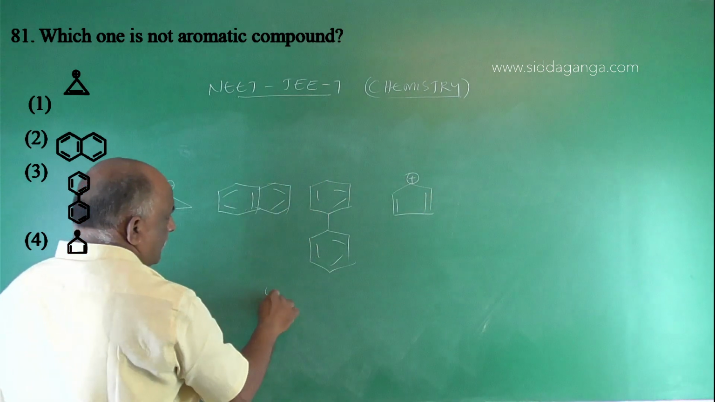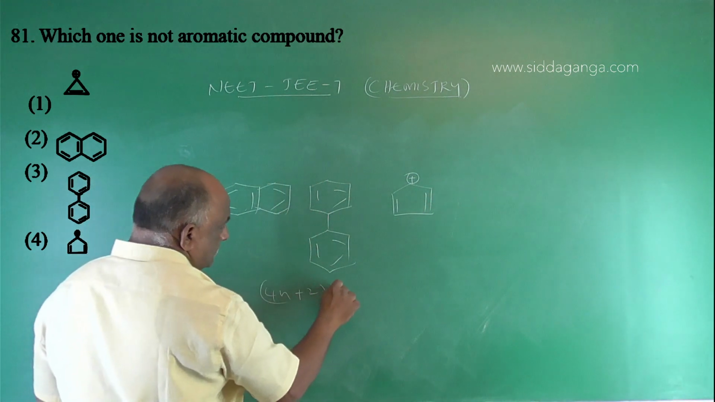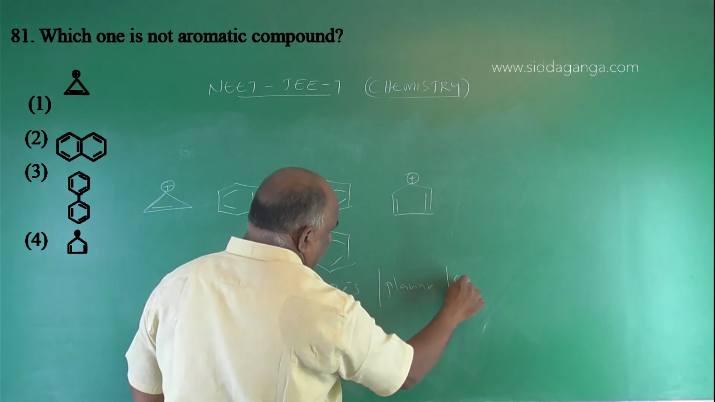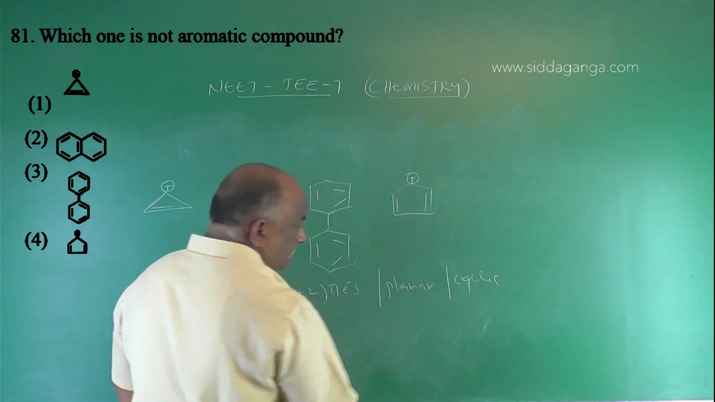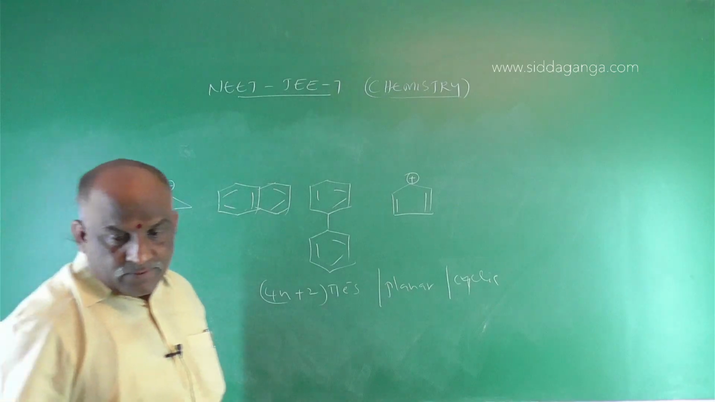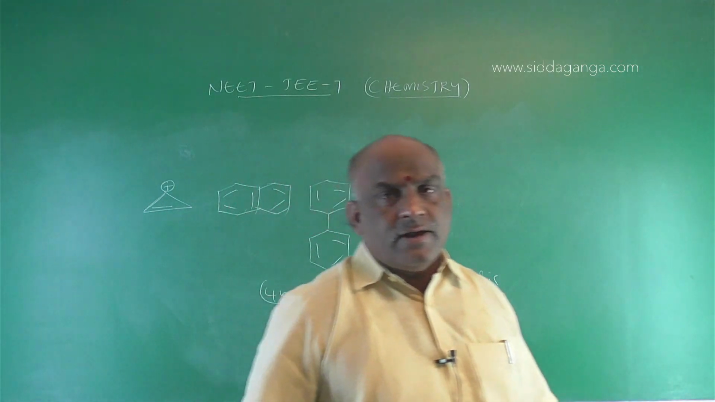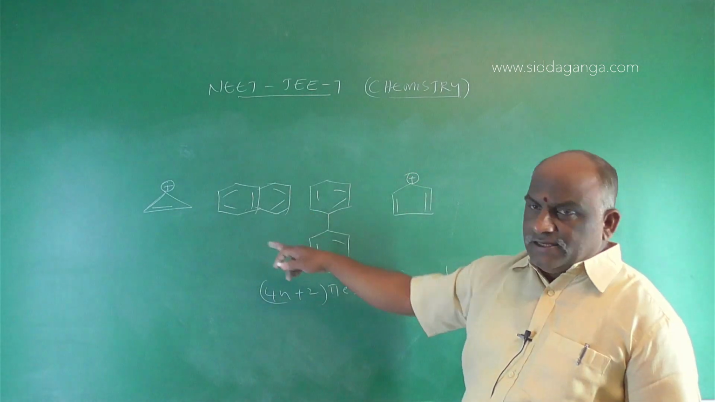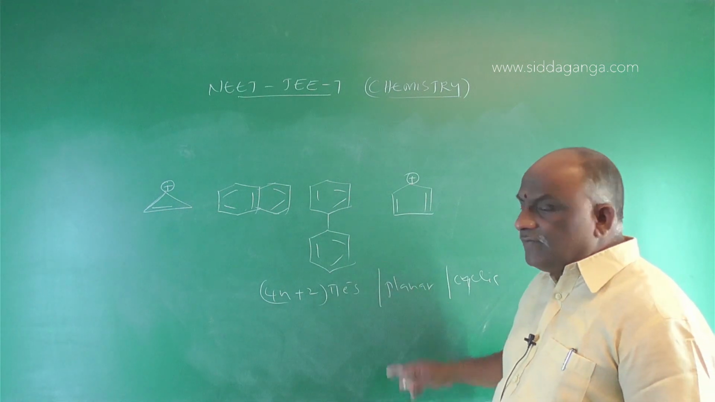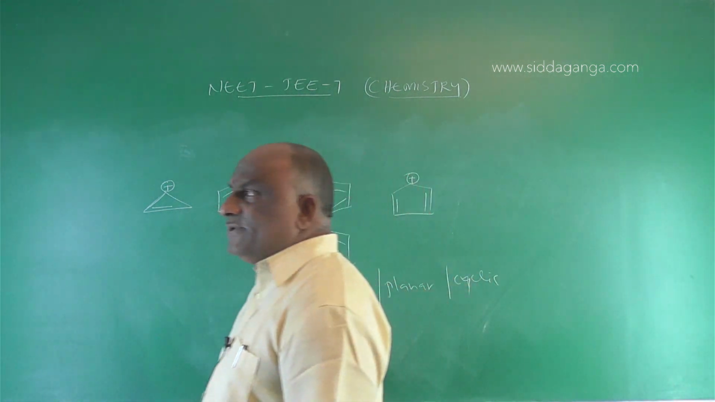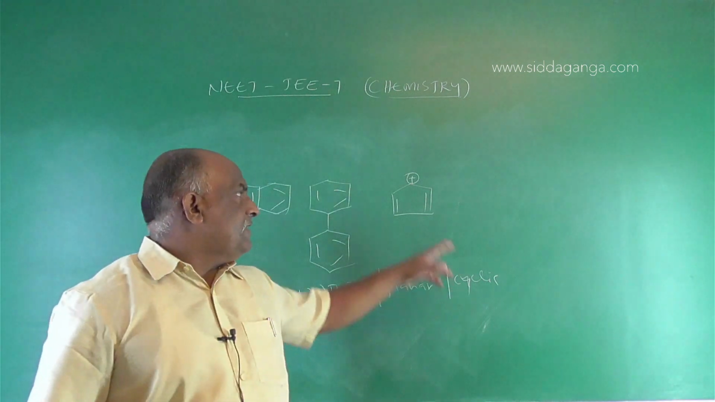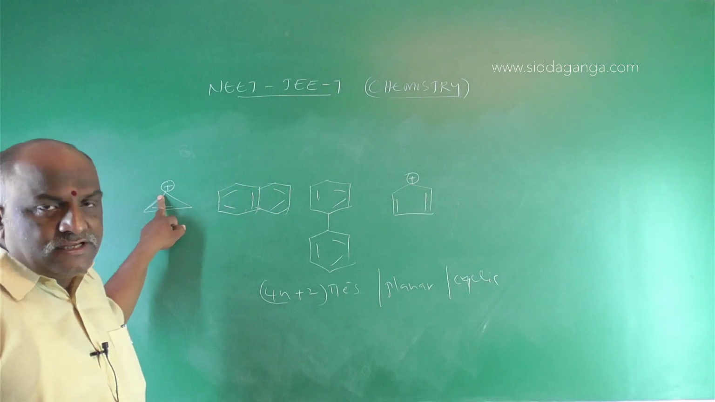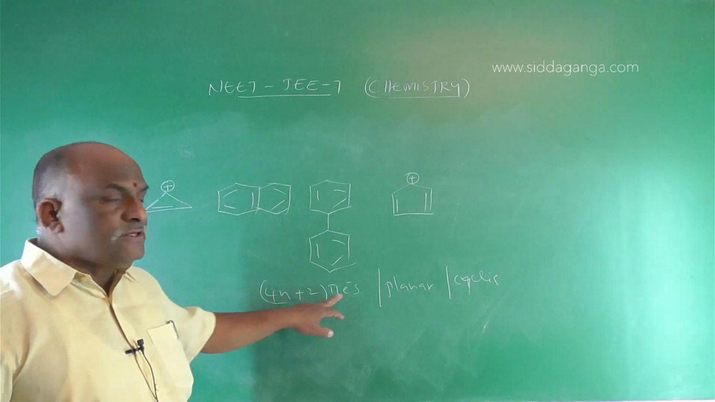So the conditions for an aromatic compound are 4n plus 2 pi electrons, second, planar, and third, cyclic. So there are three conditions for an aromatic compound. To find whether a compound is aromatic or not, we should go with the three conditions. First is cyclic, so all are cyclic. Second is planar. Planar means sp2 carbons, and all are having sp2 carbons only. And the third condition is 4n plus 2 pi electrons.